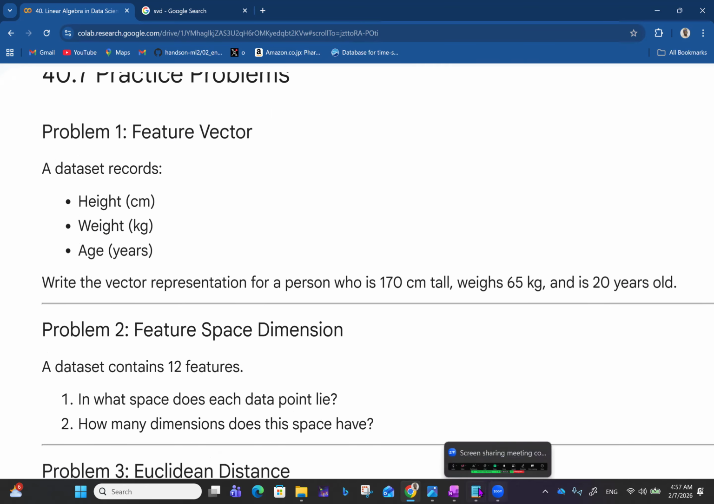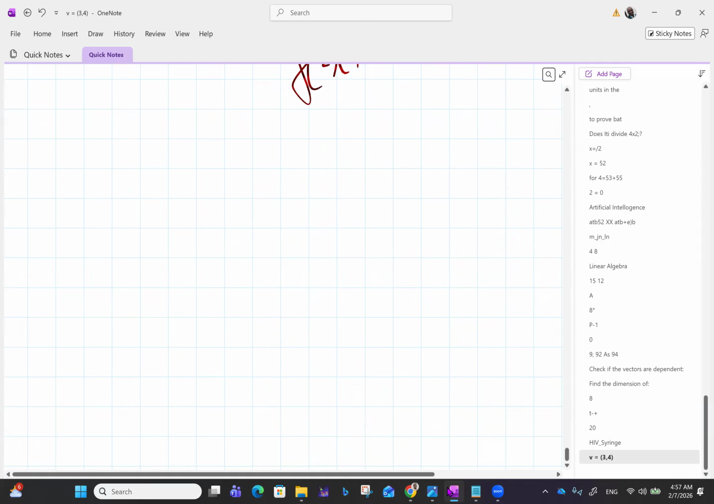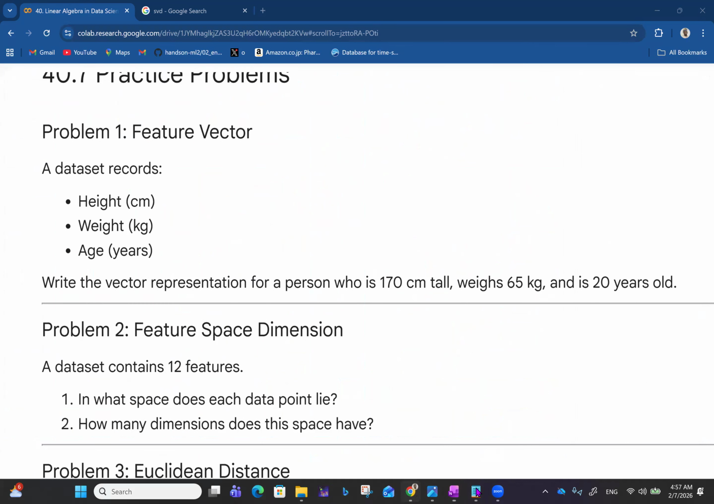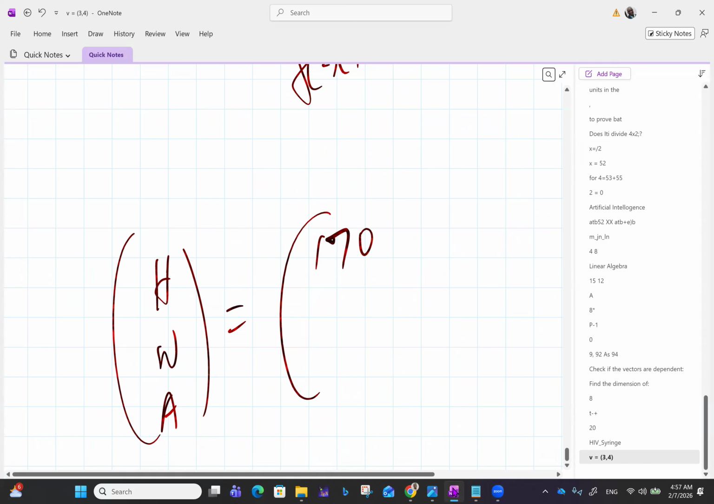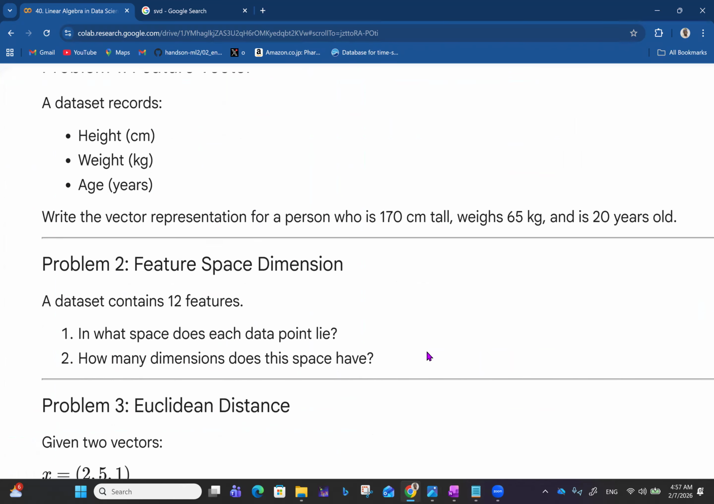So it's more like HWA, and that is height 170, right? So you have 170, 65, 20. Easy. So you see, all this information can become vectors, and then you can work with them once you can transform.